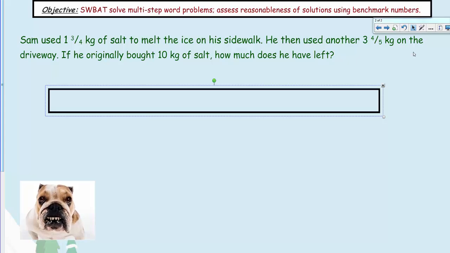Oh, it's not going to let me change my pen now. All right, that's going to be a problem.